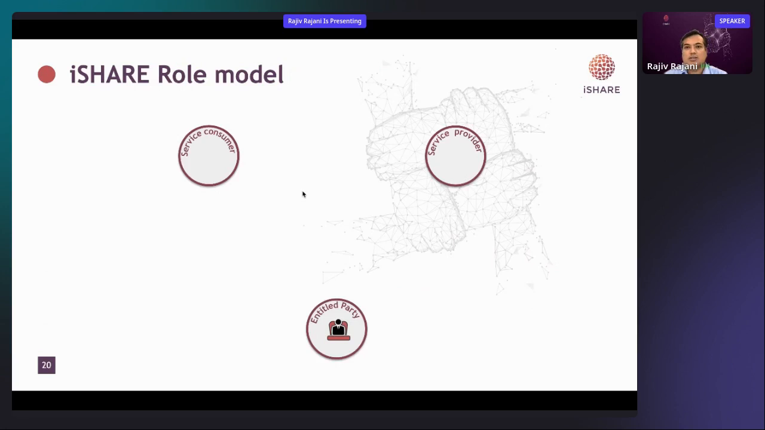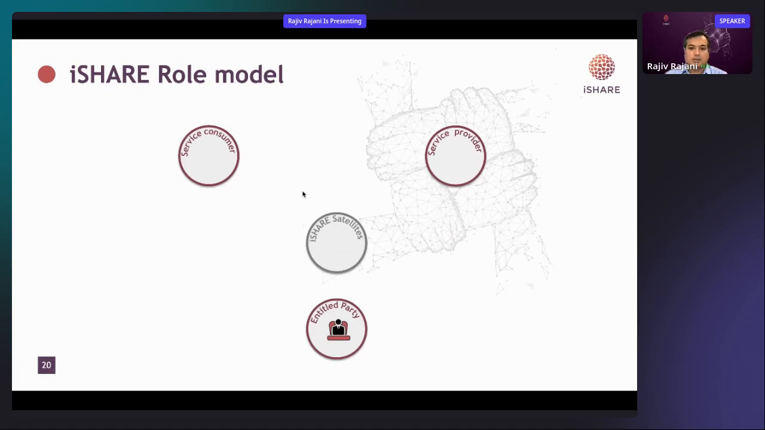Sometimes the organization itself is both the owner as well as the provider, because it has its own IT systems operated, right? Then we have the iShare satellite. The iShare satellite is basically one of the essential service roles, which enables the trust in the whole network, right?